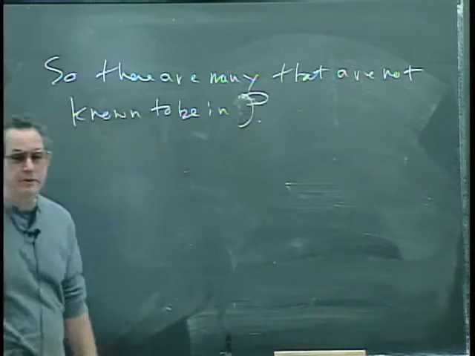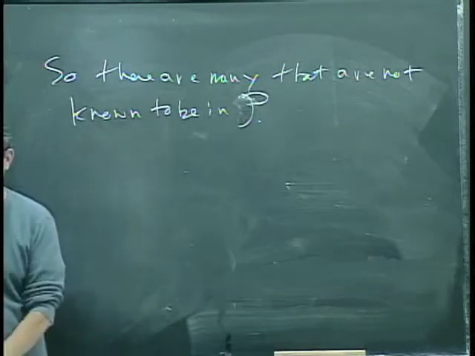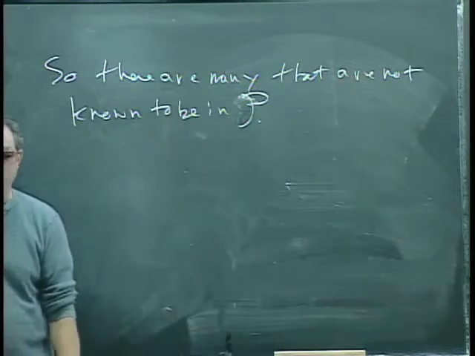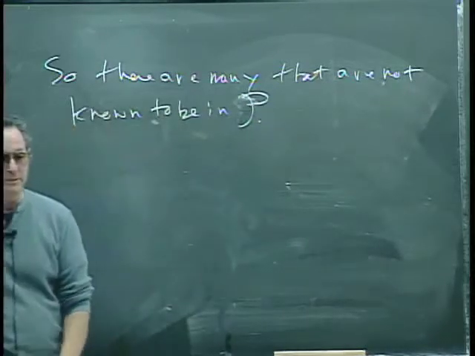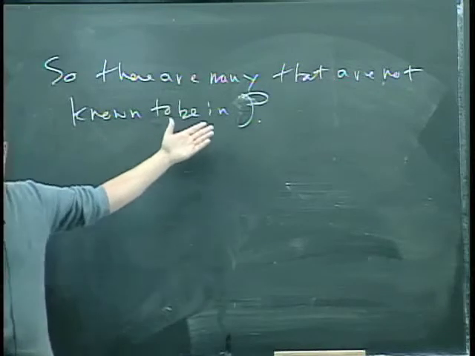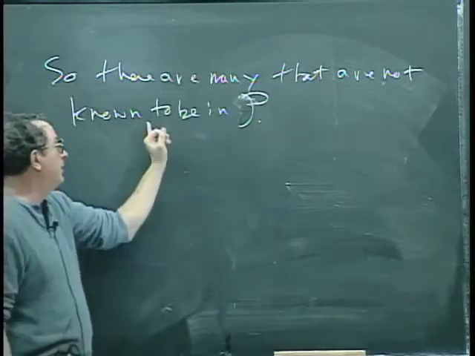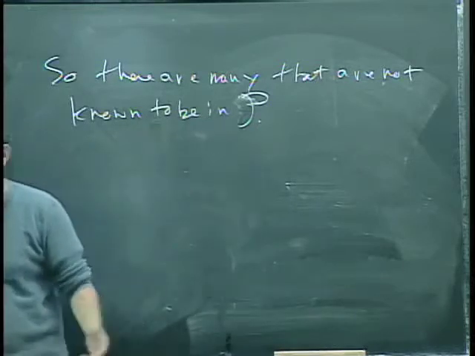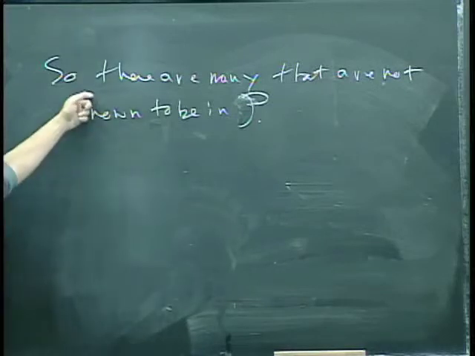Okay, now the grammar here is very important. There are many problems that are not known to be in P. That's different than saying that there are many problems that are known not to be in P. Where you put the not, whether it's here or here, makes a very big difference. Problems are not known to be in P, we don't know that they're in P, we also don't know that they're not in P, we just don't know. If I put the not here, then that's saying there are problems that are known not to be in P, which means we know that they're not in P. And there are problems like that too, by the way, but the ones of interest to us are these ones that are not known to be in P.